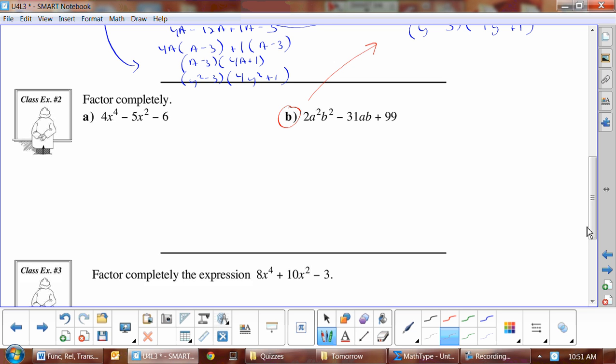So this one here, I'm going to look for two numbers that add to give me negative 31 and multiply to give me 198. Okay, so this one isn't the nicest one in the world. That's hence why we're doing it, I guess. So what am I looking for signs? Two negatives. So 198. What goes nice into 198?